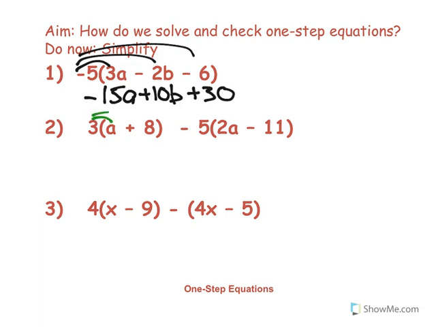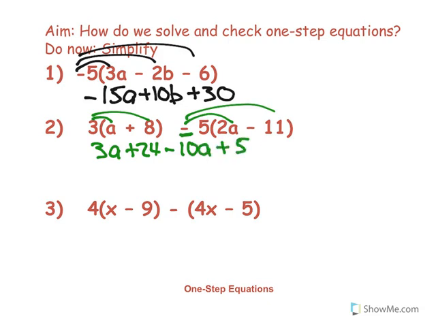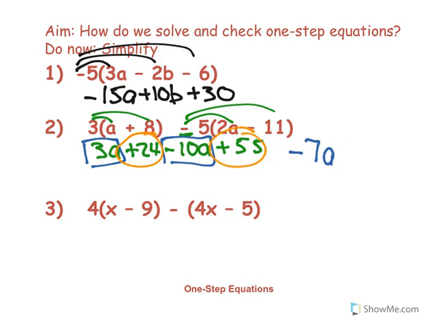For the second one, I'm going to distribute the 3. And I'm also going to distribute the negative 5. We want to remember that. So that becomes negative 10a, and then negative 5 times negative 11 is positive 55. I'm going to box my variable terms. So 3a and negative 10a gives me negative 7a. And I'm going to circle my constants. 24 plus 55 should give us 79. So negative 7a plus 79.